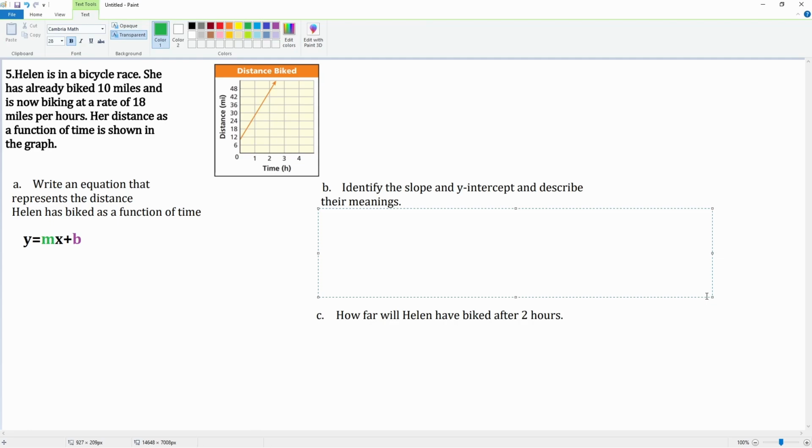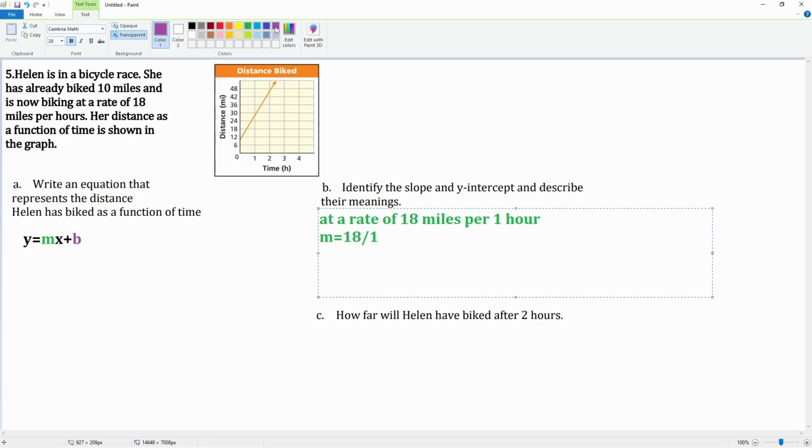Let's look for anything that says something about slope. Here it says at a rate of 18 miles per hour. Really, when it says per hour, it's per 1 hour. So this means that the slope is equal to 18 over 1.